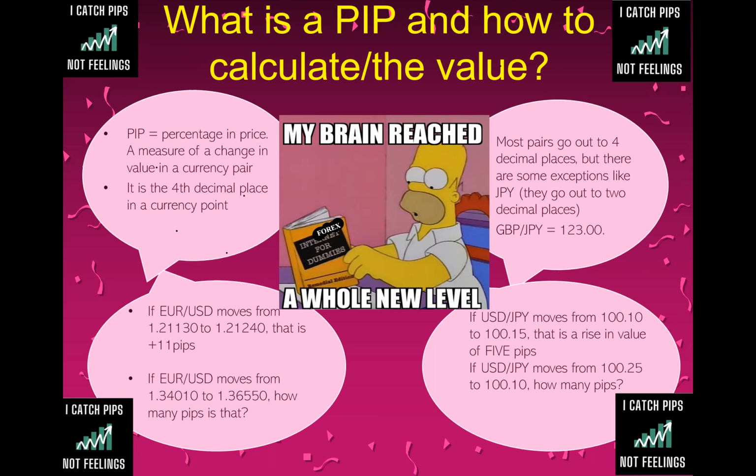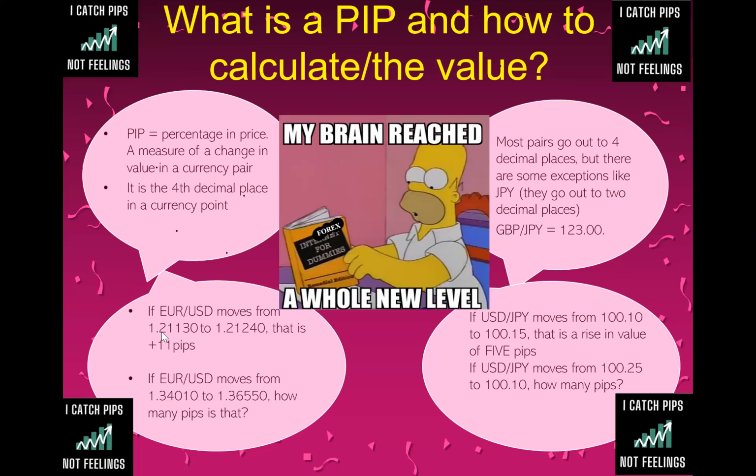A pip is a percentage in price. It is a measure of a change in value in a currency pair, and it's the fourth decimal place in a currency quote. So the example I gave, which was actually correct: if you've got Euro USD and it moves from 1.21130 to 1.21240, that is essentially 11 pips.